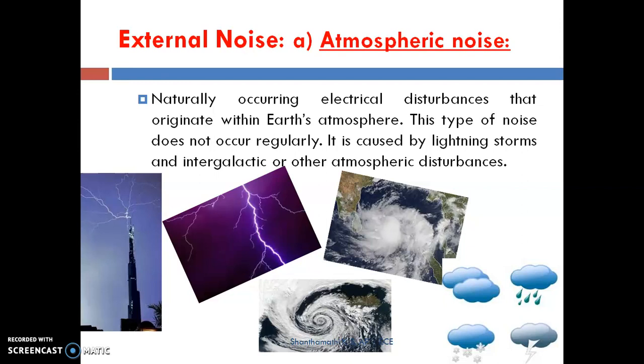Within the Earth's atmosphere, any naturally occurring electrical disturbances are called atmospheric noise. This kind of noise will not occur regularly and it can be caused by lightning, storms, intergalactic or other disturbances also.